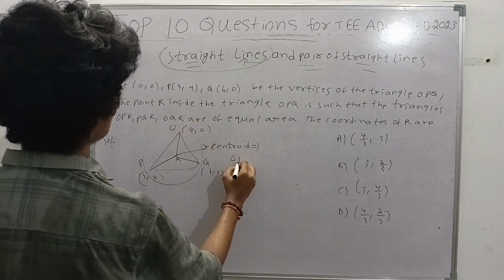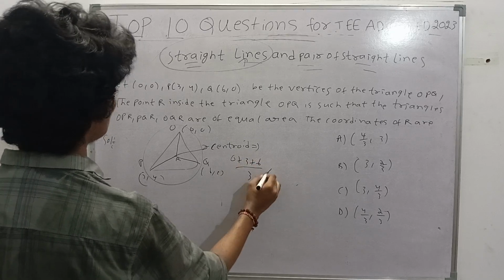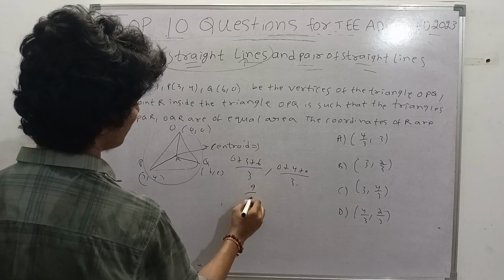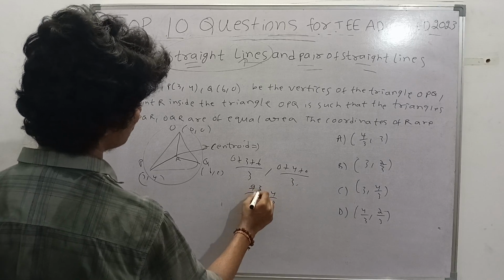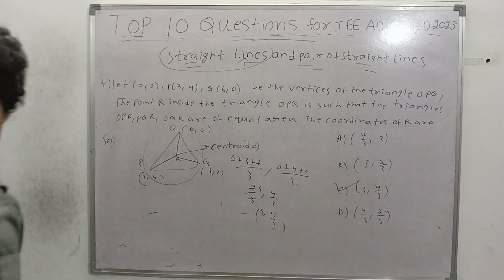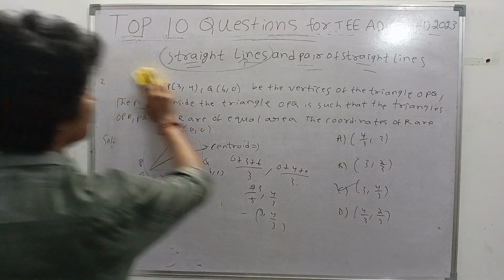What is the centroid? (0 plus 3 plus 6) divided by 3, comma, (0 plus 4 plus 0) divided by 3. So it will be 9 divided by 3, comma 4 by 3. It will be 3, comma 4 by 3. So the option is C. Like this, you have to solve. Three questions completed.